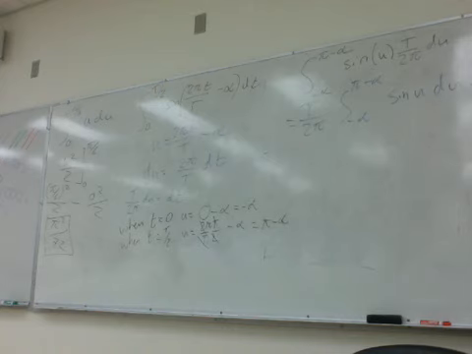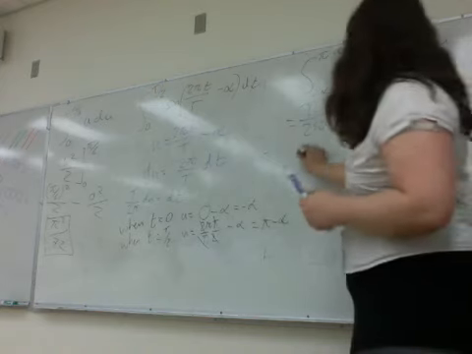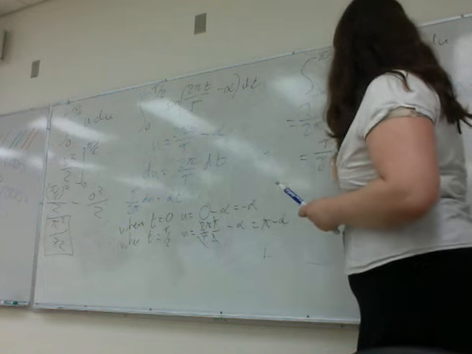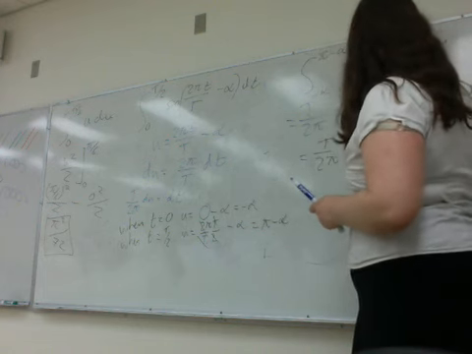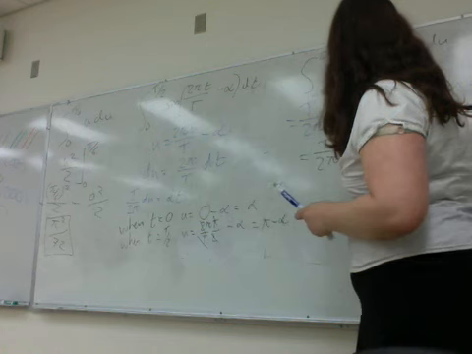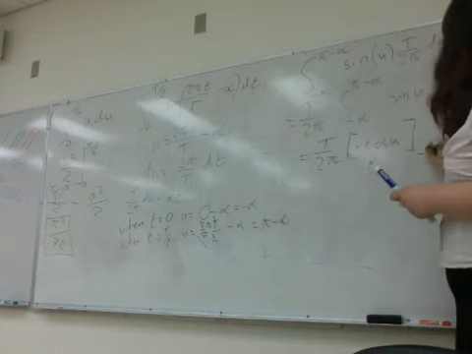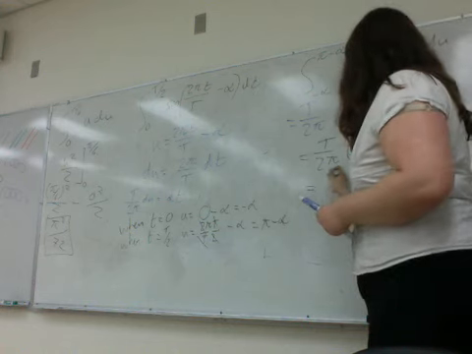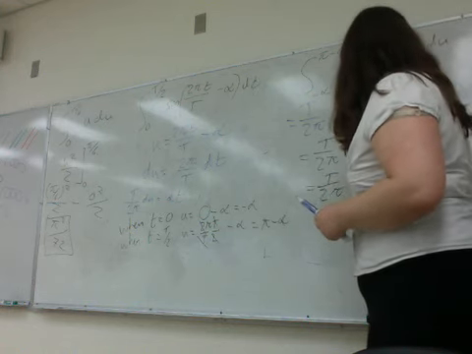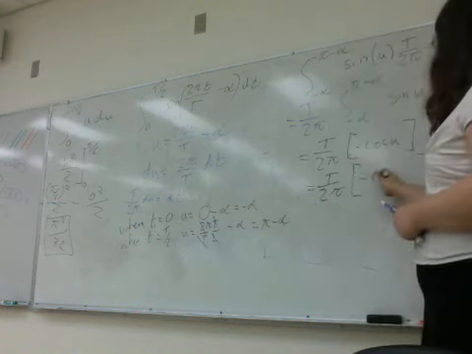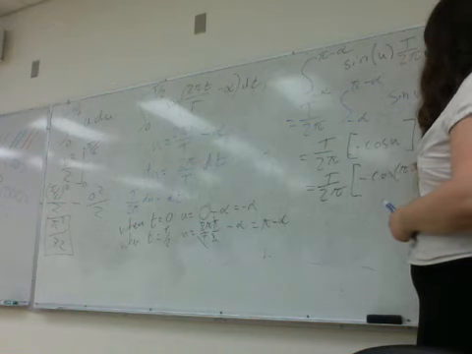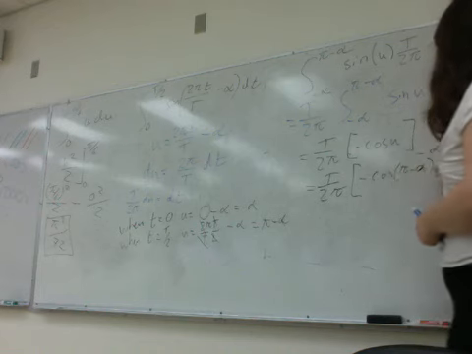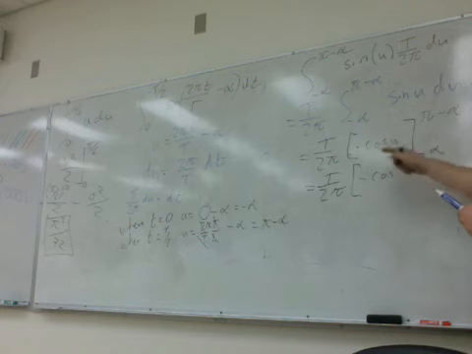The antiderivative of sine is negative cosine. So we have capital T over 2 pi, negative cosine u, from negative alpha to pi minus alpha. And so it's going to be capital T over 2 pi, negative cosine of pi minus alpha, plus cosine of negative alpha.